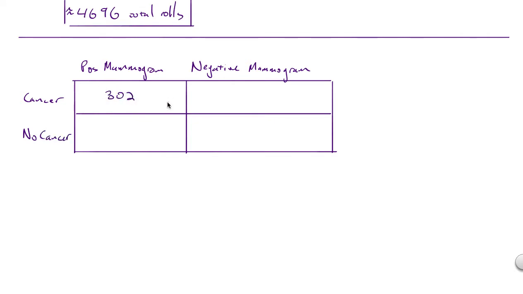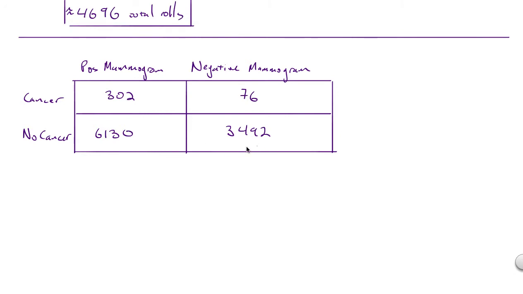I'm just going to fill in some numbers here. So this number here, 302 people had a positive mammogram and also turned out to have cancer. And here, 76 people had a negative mammogram and turned out to have cancer. Here, we'll see 6,130 had a positive mammogram and had no cancer. Meanwhile, we have 3,492 women that had a negative mammogram and had no cancer.